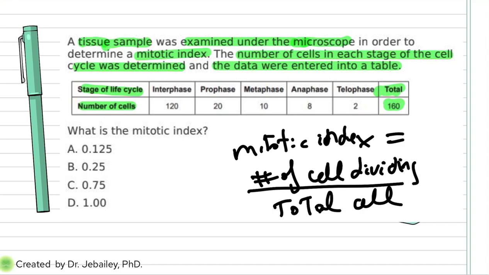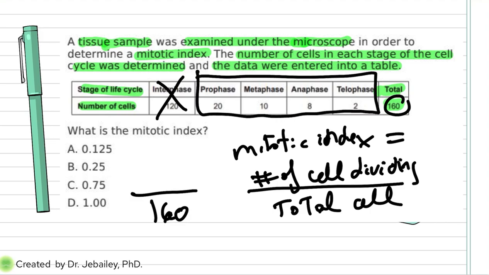We already found out that the total is 160. Now we need to find how many out of that 160 are actually going through cell division. In interphase, there's no cell division going on. So it's basically this period here, which we have 20 plus 10, 30, plus another 10 here, 40. So you can see that 40 out of those 160 are going through the process.